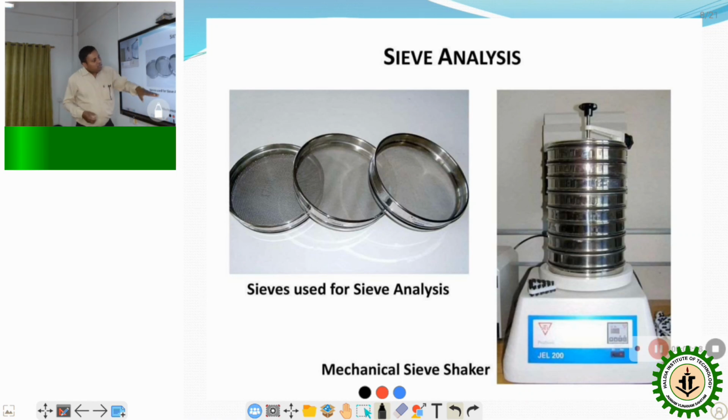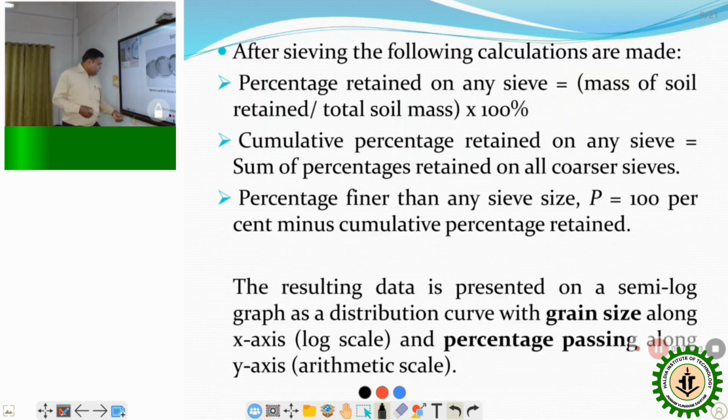So this is the schematic diagram where the sieves have been arranged and are being shaken in a mechanical sieve shaker. After sieving, we have to go for the following calculations.